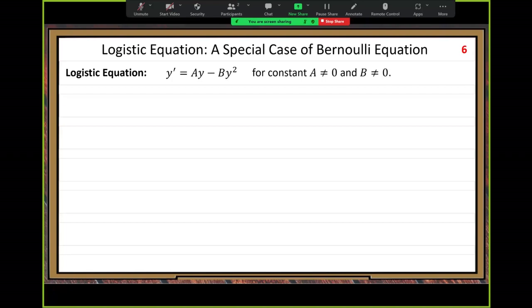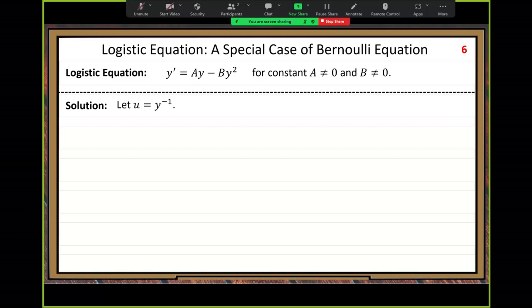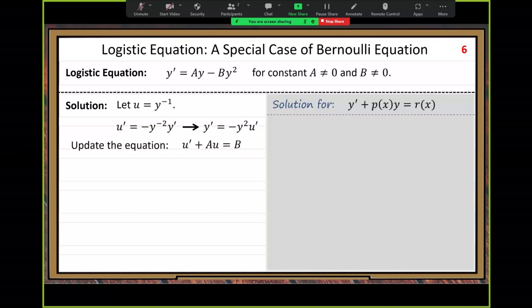So for two non-zero constants, let's do the substitution. After the substitution, we put it back into the original equation. We get u prime plus a u equals b. This equation is so easy to solve. So we can apply the formula.